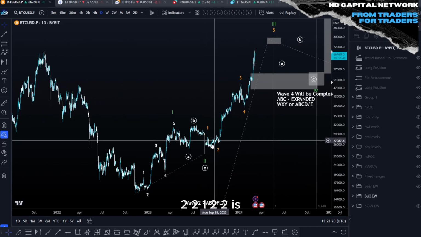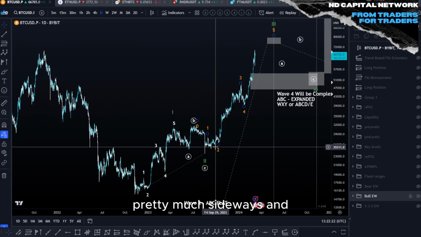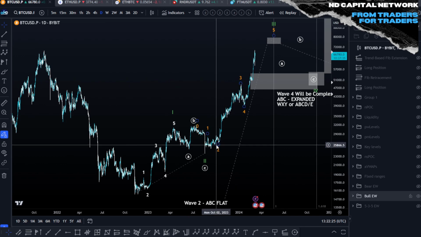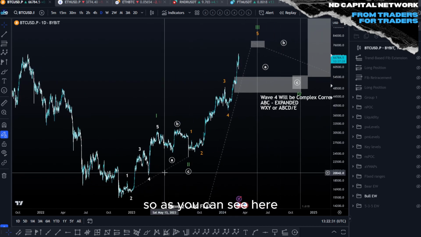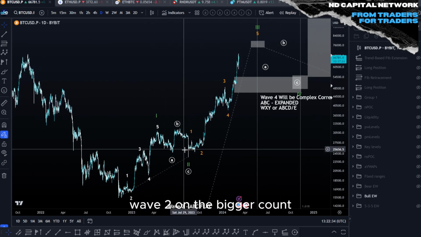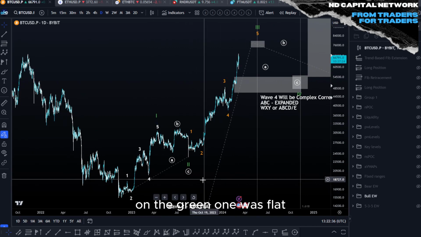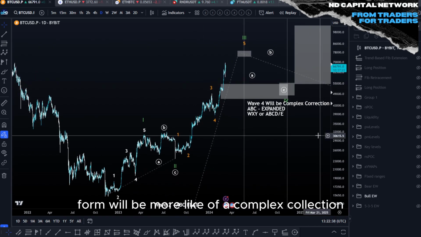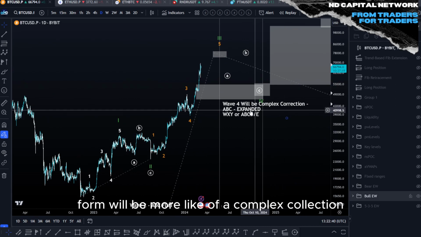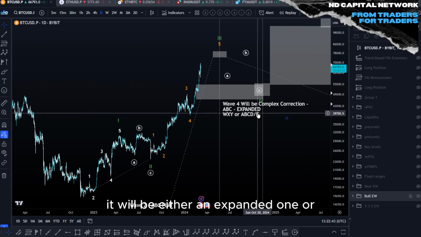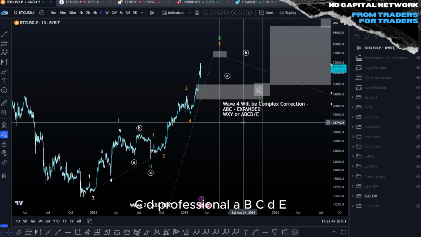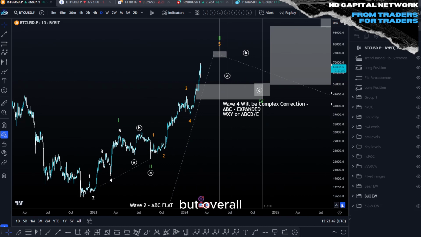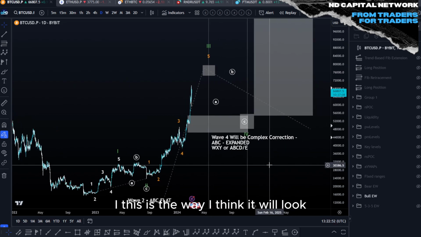1 to 2 is pretty much sideways, and usually wave 2 and wave 4, they're the opposite, right? So as you can see here, wave 2 on the bigger count, on the green one, was flat. So I do expect that wave 4 will be more of a complex correction. It will be either an expanded one, or WXY, or ABCD, potential ABCDE. But overall, this is the way I think it will look, right?